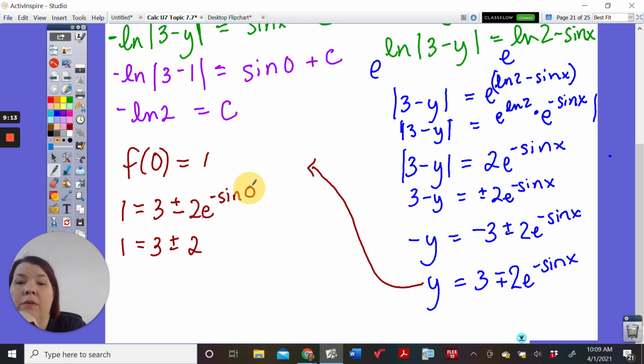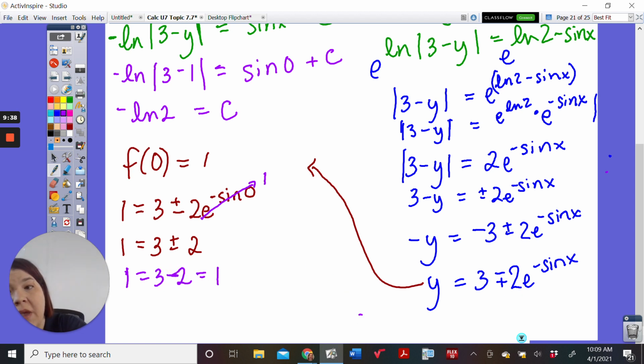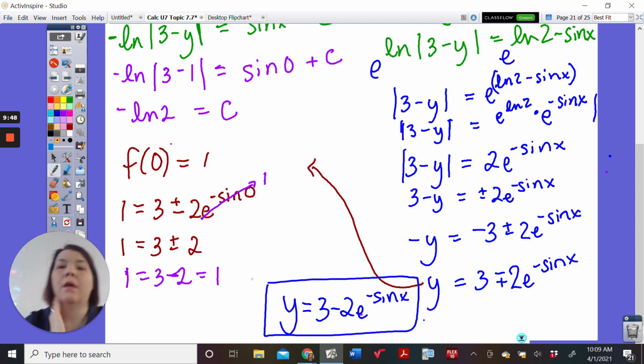So I know that this is 1. And so I've got 1 equals 3 plus 2. No, 3 minus 2. Yes. So when I select, it's going to be 3 minus 2. That's going to give me the right answer. And so it needs to be minus. And so my answer is y equals 3 minus 2e negative sine x. Ta-da.